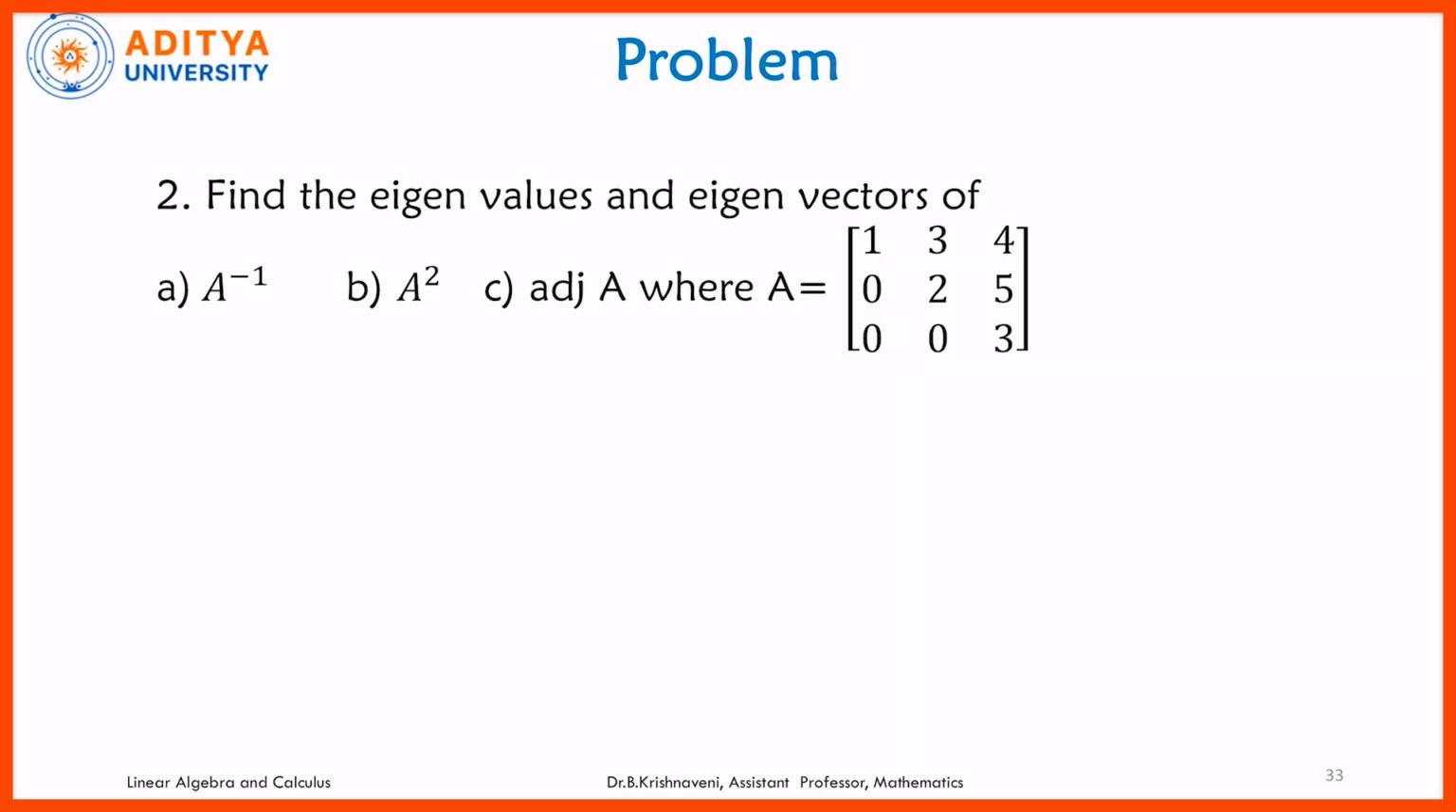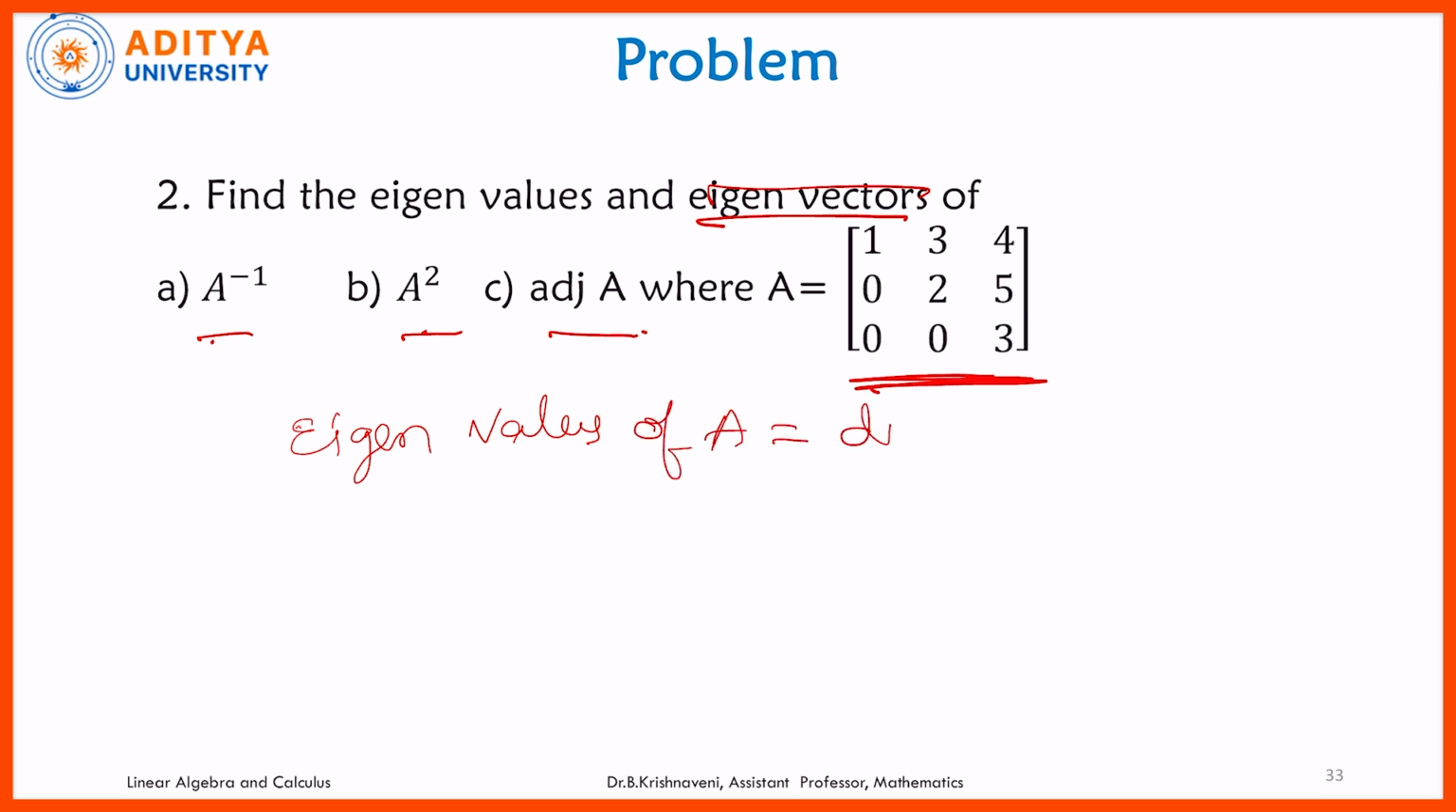So this is another question. Here I am not calculating eigenvectors, I will only focus on eigenvalues, for A inverse, A square and adjoint A. Clearly the given A is a triangular matrix. As we know, one of the properties is, if A is a triangular matrix, the diagonal elements are the eigenvalues. So what are the eigenvalues of A now? The diagonal elements, since it is a triangular matrix, are given by 1, 2, 3. These are the eigenvalues of A by means of one property.